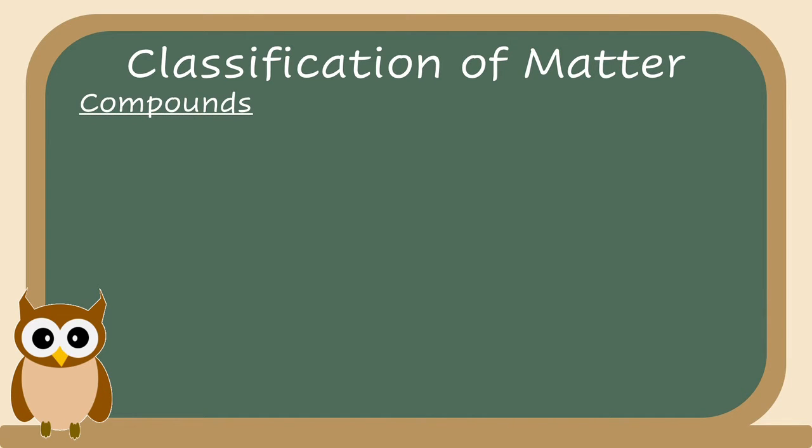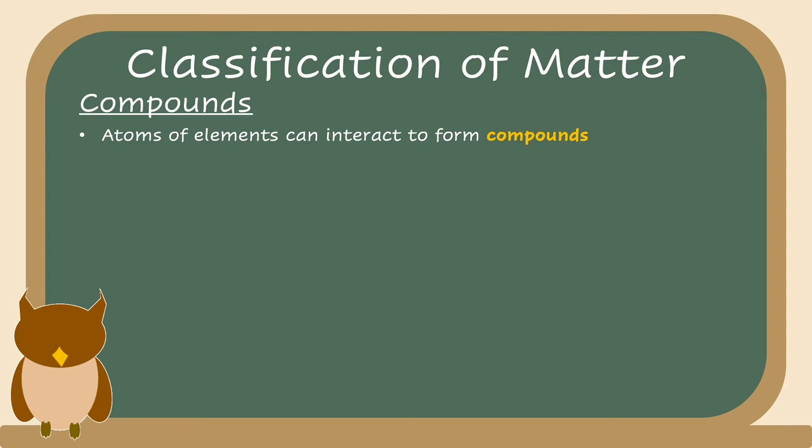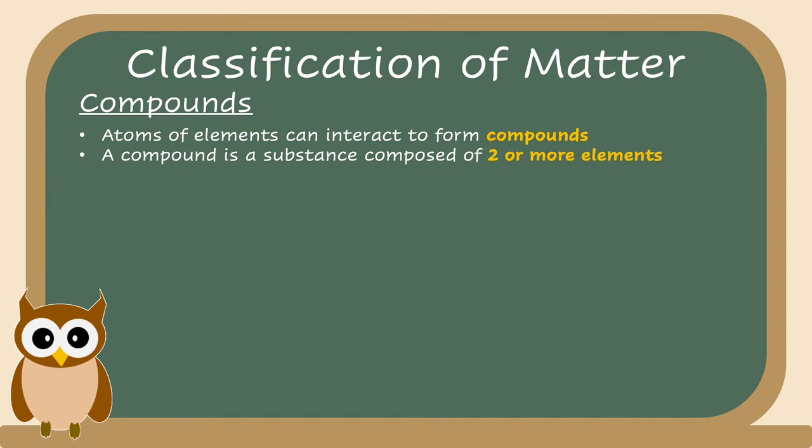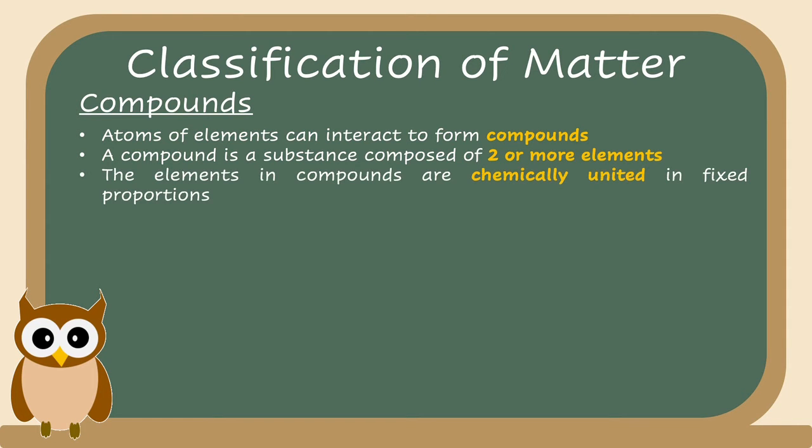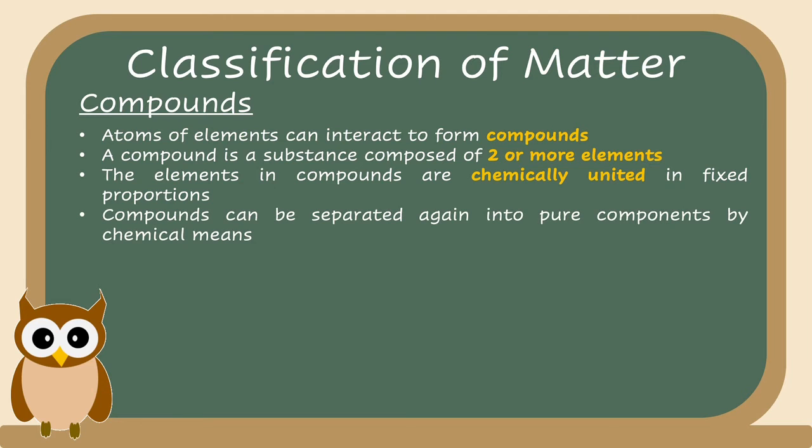The other subcategory of substances are compounds. Compounds are formed by the interactions between different elements. Therefore, a compound is a substance composed of two or more elements. And each element in the compound is chemically united in a fixed proportion. So, as compounds are formed from chemical interactions between elements, so too can they be separated by chemical means.